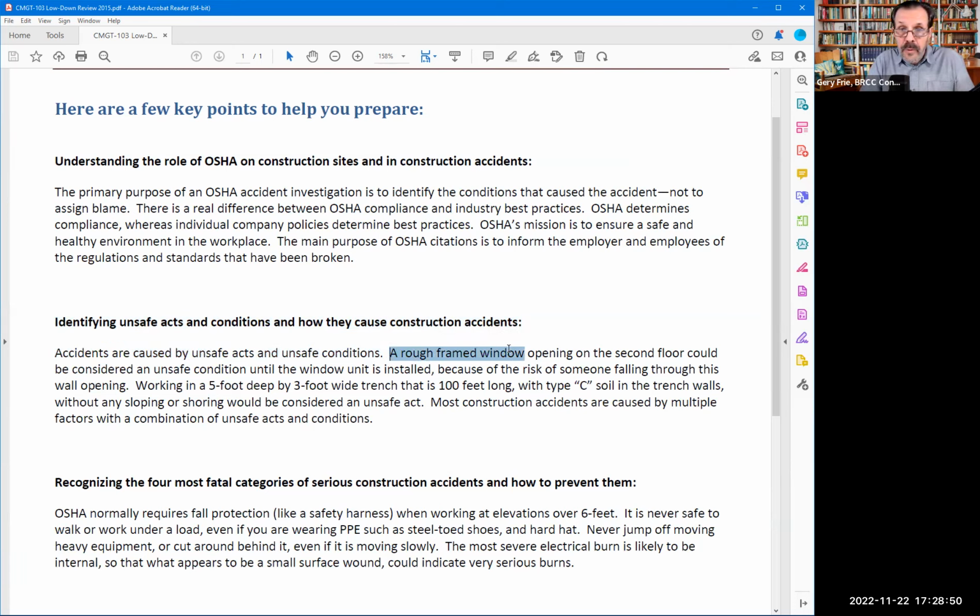A rough frame window opening on the second floor of a building would be considered an unsafe condition until that window is actually installed. The window itself becomes a sort of guardrail. It will keep you from falling through that opening, at least in most cases. But when you've framed it up on a house, whether it's wood frame or steel, if you've got a window opening, it's something that you could fall through. You can remedy that by putting up a guardrail or guardrails across it.